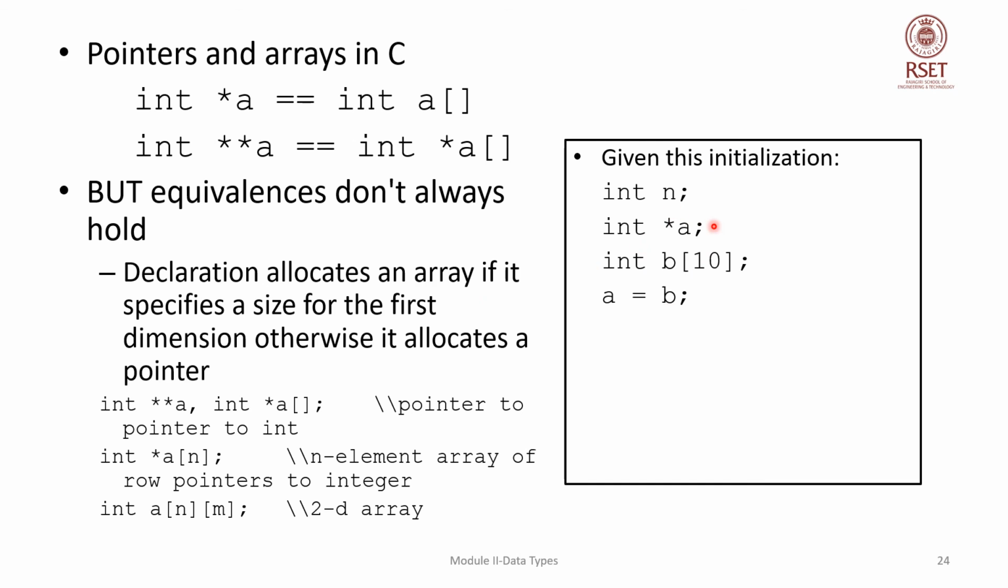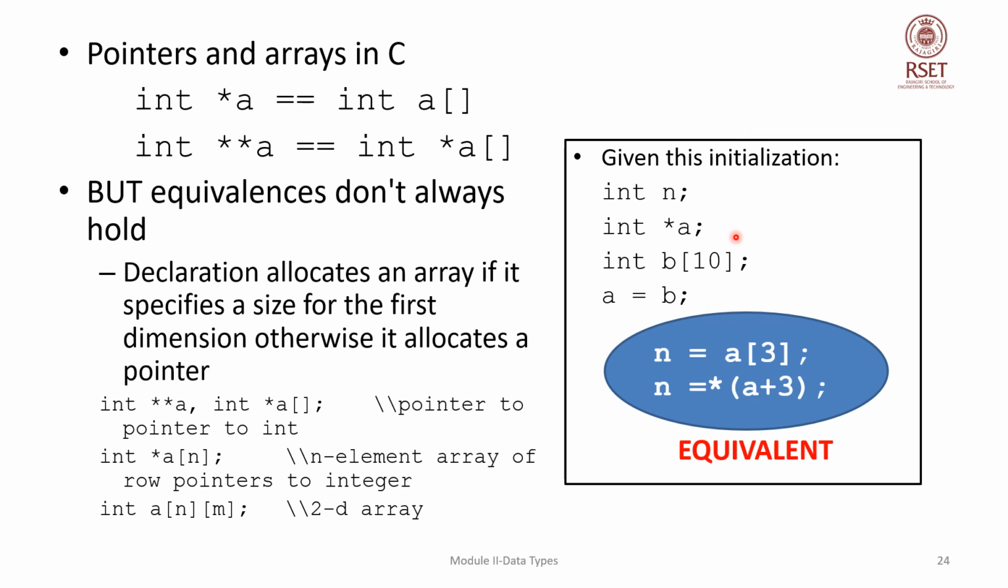Now let's look at an example. int n, int *a, int b[10], a = b. Now what happens? int *a is actually declaration of an array. So n = a[3] and n = *(a + 3) are both equivalent. Why? They refer to the third element, or rather the fourth element of the array a. Okay, you can refer to it either using the pointer or using the usual array representation.